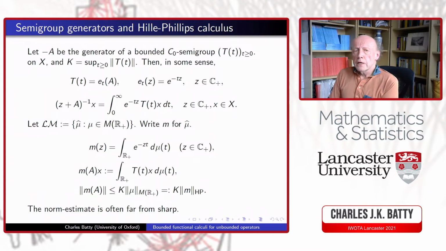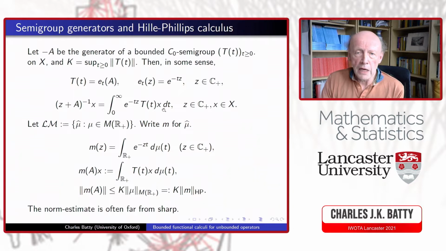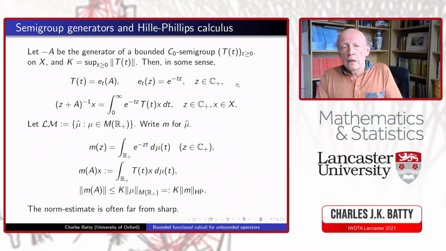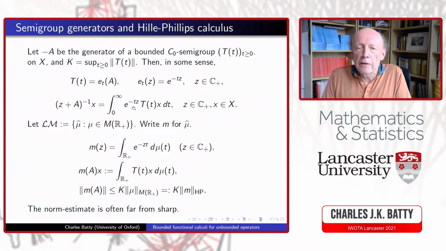So now let's suppose that minus A is the generator of a bounded C0 semigroup on some Banach space. And then in some sense, the semigroup should be e^{-tA}, where e^{-t} is this exponential function that I had before. That's always been the informal feeling behind the theory of operator semigroups, but it can also be seen as a formal theory. Now, in that case, the Laplace transform of the semigroup, as given by this integral, gives you the resolvent of the operator minus A.